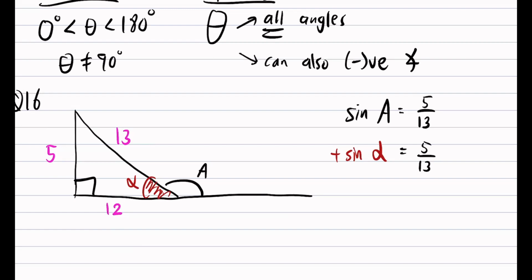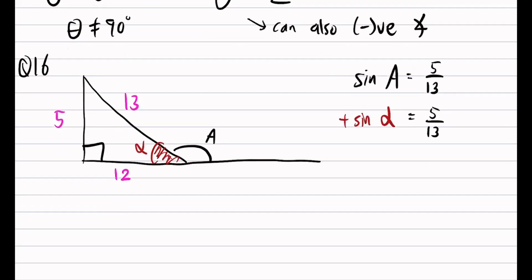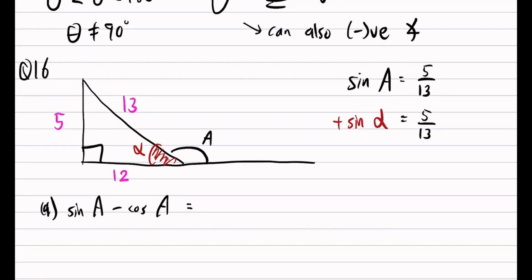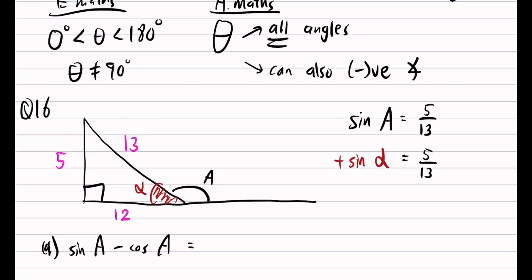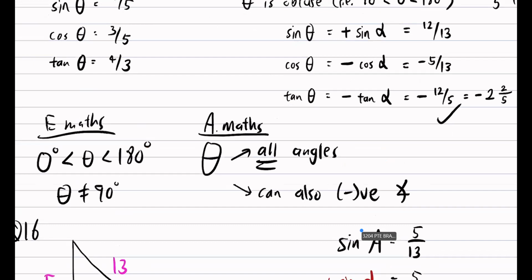Now let's figure out what is sine A minus cos A. Part A. Sine of A minus cos of A. So use the rule. Whenever A is obtuse, can you remember what it will be? For cosine, it will be negative.